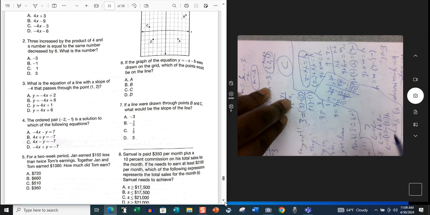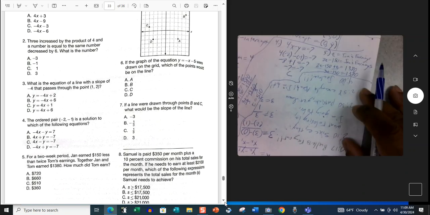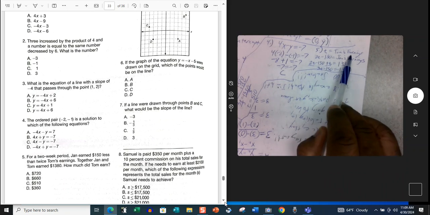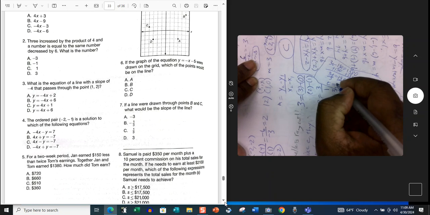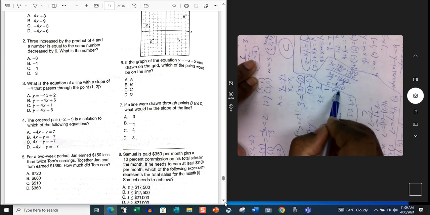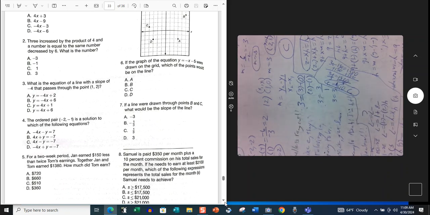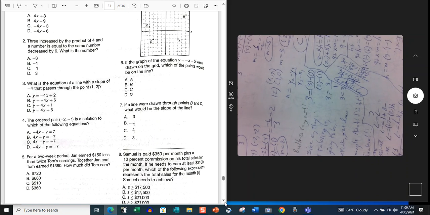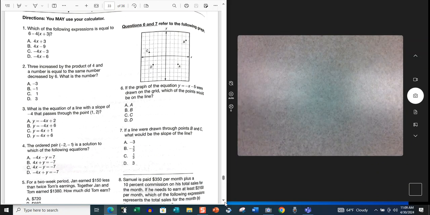That'll be 510. Now the question is, we were asked, how much did Tom earn? Now we go back here to where we wrote down that T is Tom's earnings. So since we solved for T, that would give us $510 for T, which would be C. So that would be it for problem number 5. Okay, now we move on to problem 6 and 7.